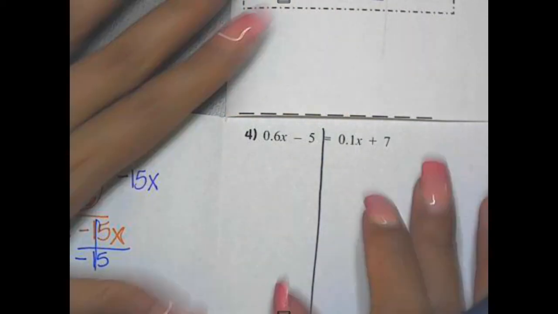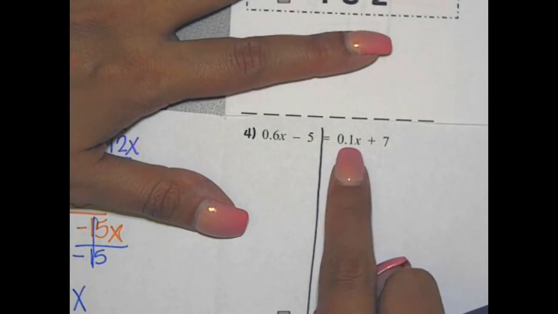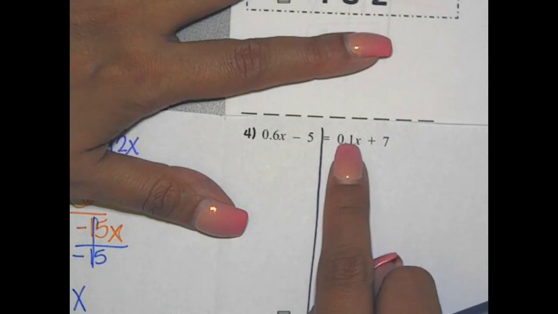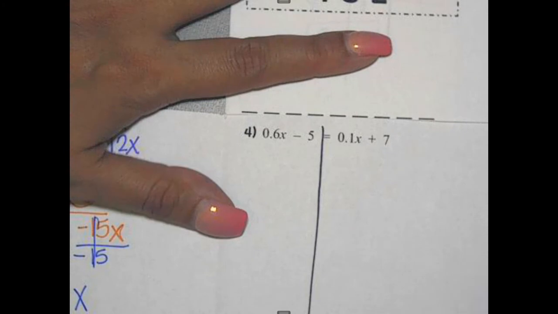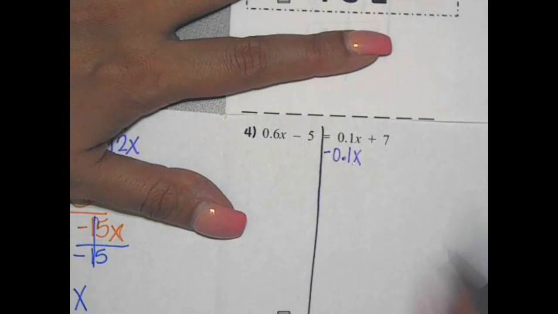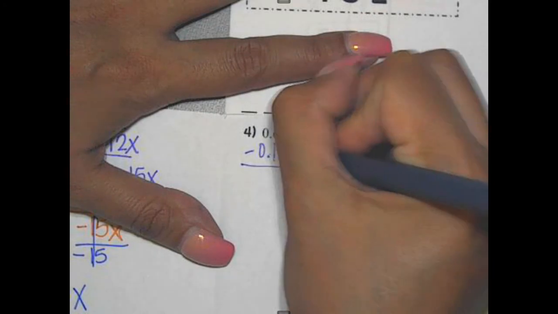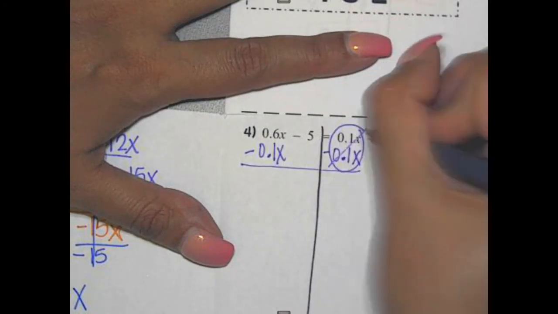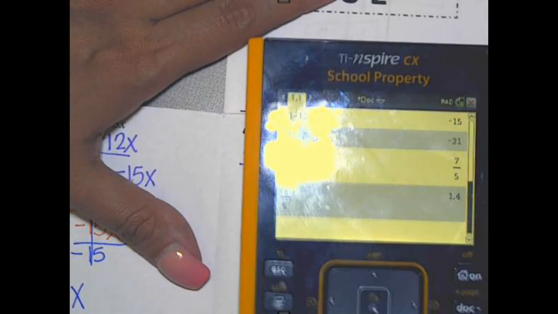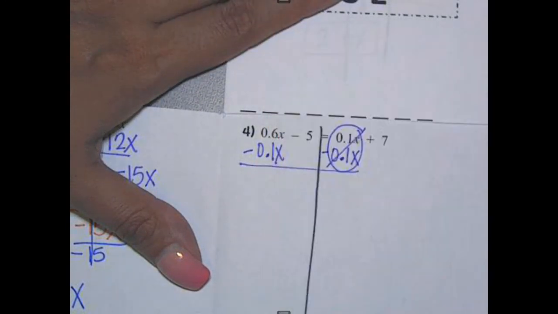So I just need to make sure to get those x's together. And I'm going to go ahead and move this 1/10 x over, and it's positive right now. So that line tells me to move it. I need to do the opposite, which would be minus 0.1x. And it gets subtracted from this 6/10 x. So right there, I have my zero pair. And then in my calculator, I would do 0.6 minus 0.1, and I would get 0.5x.